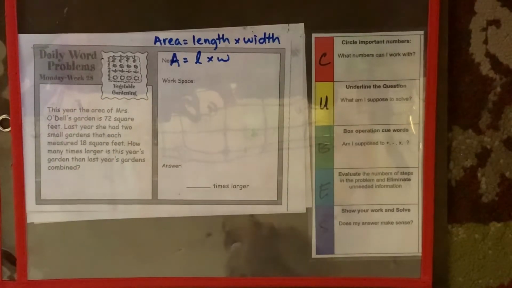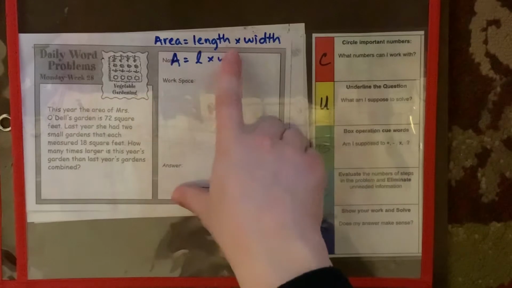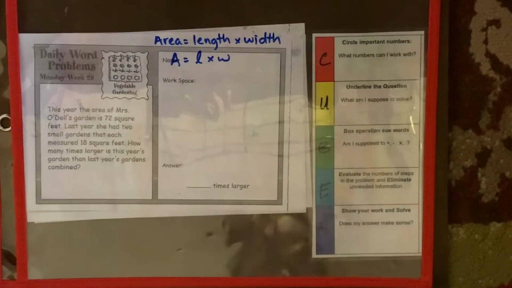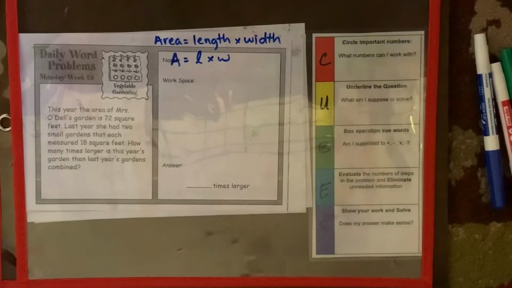We are gonna start off by doing Monday, talking about area again. Keeping in mind that area equals length times width. So not only is this an area problem, but it's also multiplication. So let's dig in. First we've got, this year the area of Mrs. Odell's garden is 72 square feet. Last year, she had 2 small gardens that each measured 18 square feet. How many times larger is this year's garden than last year's gardens combined?